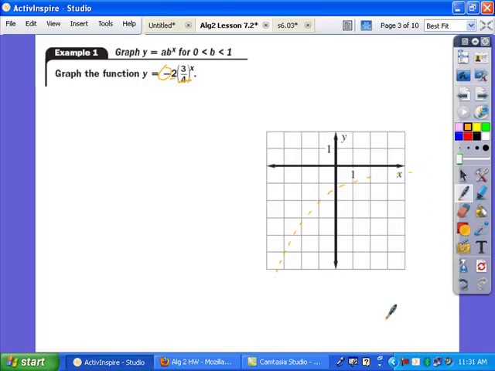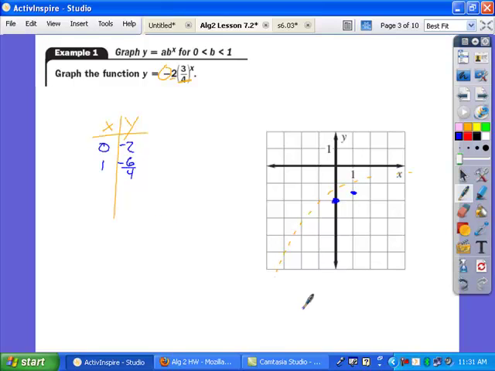And now to get an exact idea, I'll use an XY table. I'll pick a couple x values, a couple y values, and we'll go from there. So 3/4 to the 0th power is just 1, times negative 2 is negative 2. I plug in 1: 3/4 to the first power is 3/4, times negative 2 is negative 6/4.